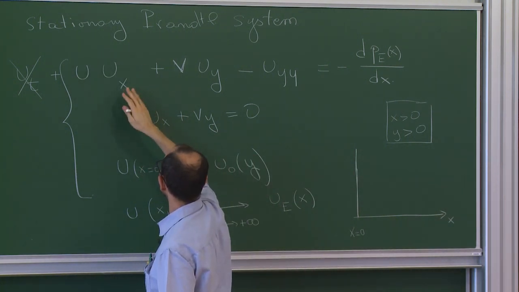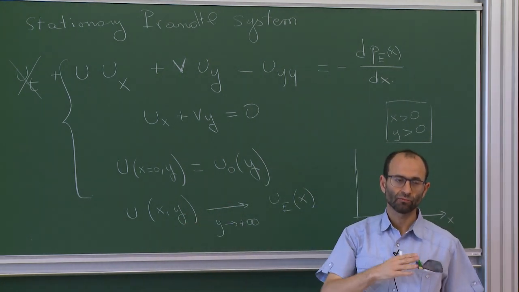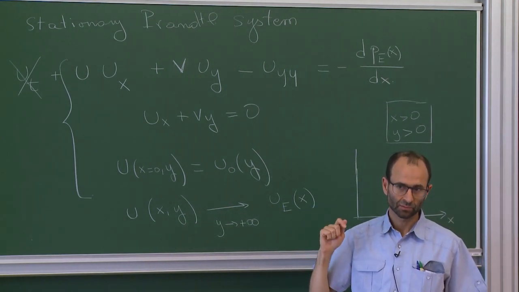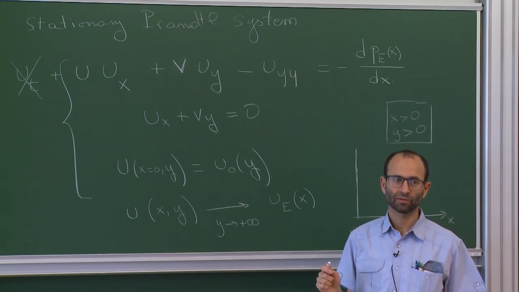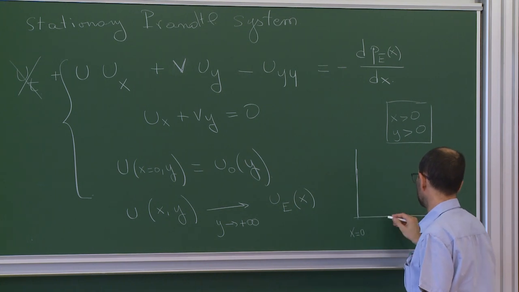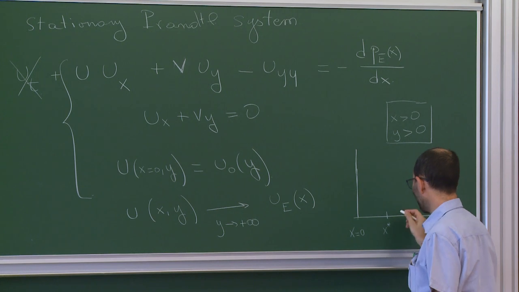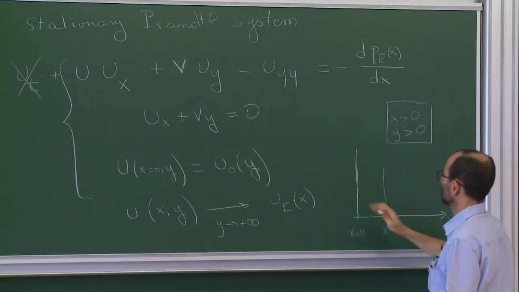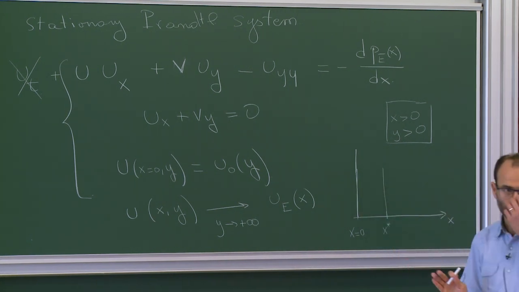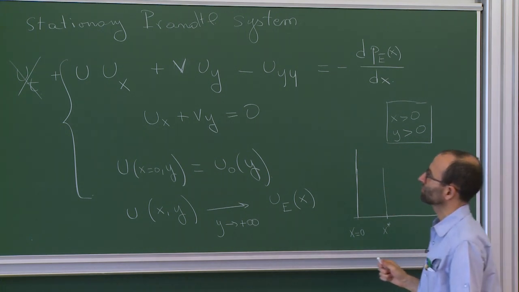And then the equation itself, you will think about it as some evolution equation in x. Okay, so x plays the role of time, right? So then you want to solve this till some time or some x star, right? So this is where you are going to solve. So the idea is really we are thinking about this as some evolution equation in x. Okay? So this is the stationary Prandtl.